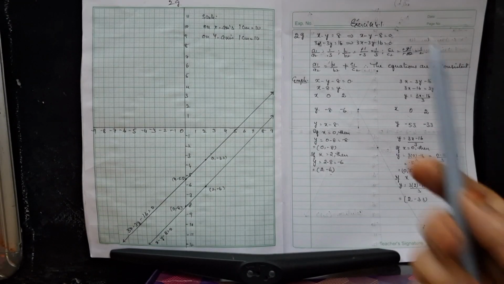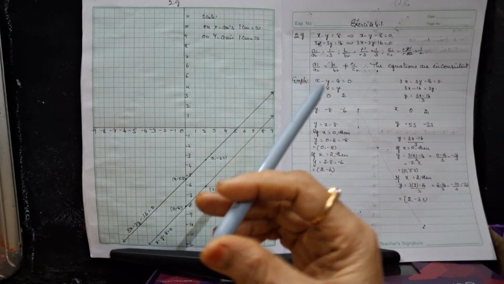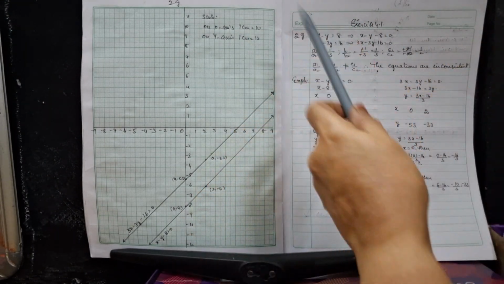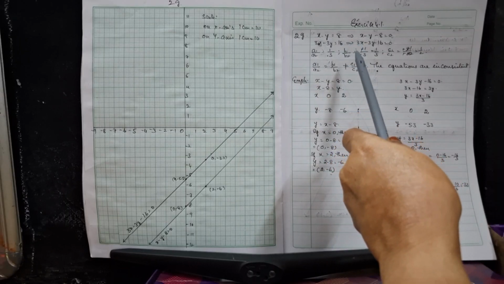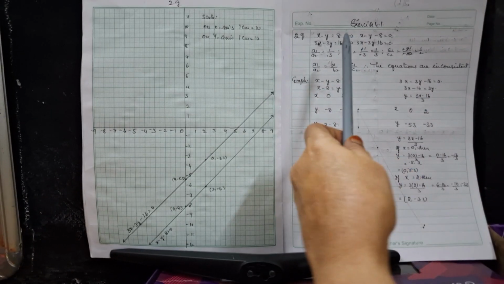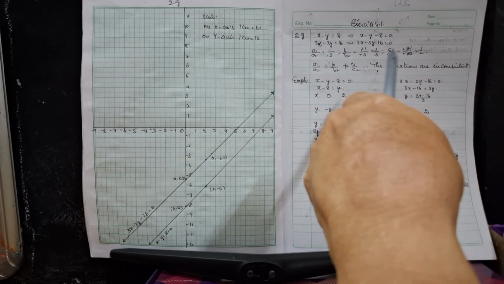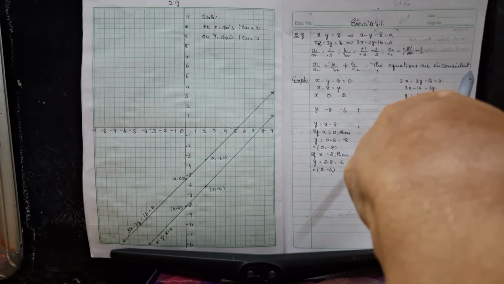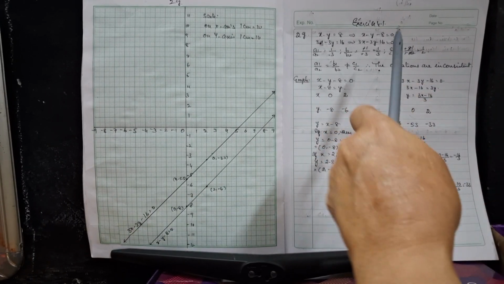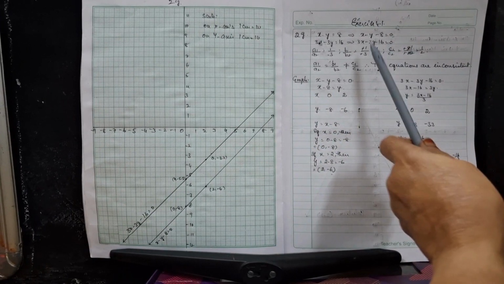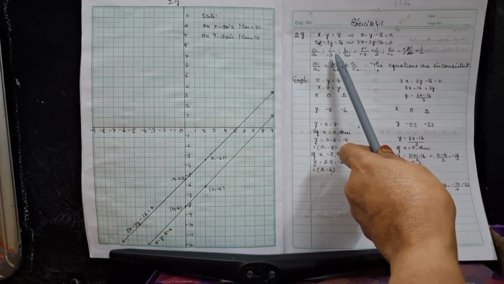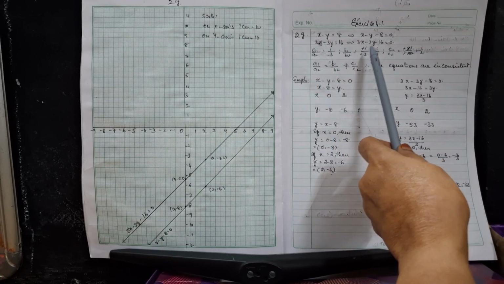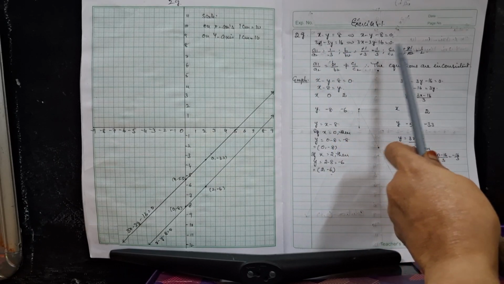Now the second sum, children. This is x minus y is equal to 8. That is x minus y minus 8 is equal to 0. 3x minus 3y is equal to 16. 3x minus 3y minus 16 is equal to 0.